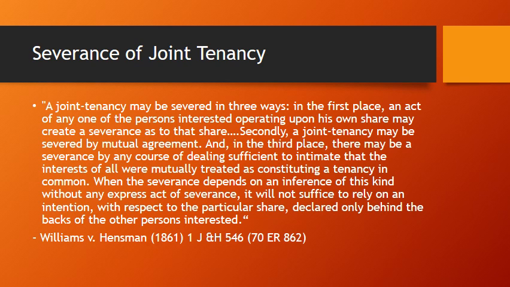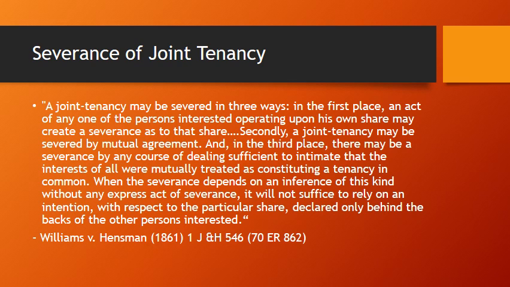So there are three basic ways in which that can be done, set out in Williams v Hensman, an 1861 case. The first is an act of the person doing something with their share to create a severance. So, for example, transferring their interest to somebody else. Secondly, it might also be the case of mutual agreement between all three parties, that they're going to come to a conclusion that they're going to sell the entire property to a third party, or that they're then going to not hold anymore as joint tenants, but hold as tenants in common.